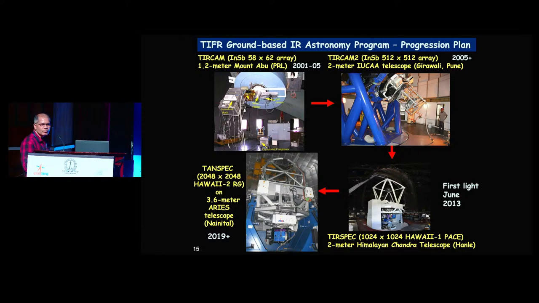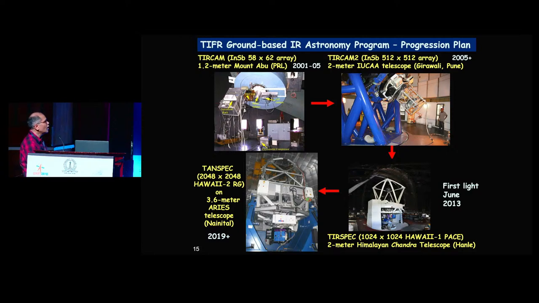And we got a very exciting result. For the first time, we got photons in the L band from Indian facilities. And this encouraged us to develop this for a larger format. This was one of the quadrants of the Aladdin array of indium antimonide, 512 by 512. And this upgraded camera, TIRCAM and TIRCAM2, was used on the Girawali telescope for many cycles for near-infrared observation.